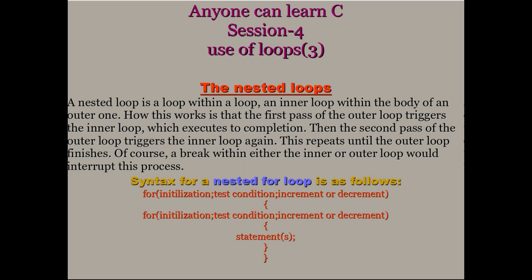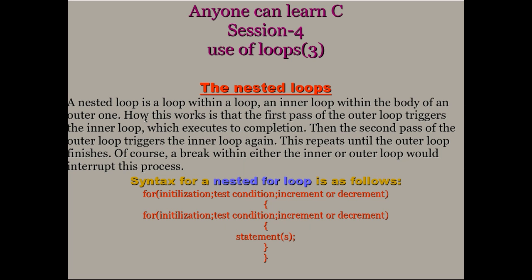A nested loop is a loop within a loop. That means you can see, as an example, I have shown the syntax here for a nested loop of for loop. So here is a for loop, and within the for loop we have created another for loop, so it is nested. And here is an inner loop within the body of an outer one. So this is the inner loop, you can see the pointer, and this is the outer loop.